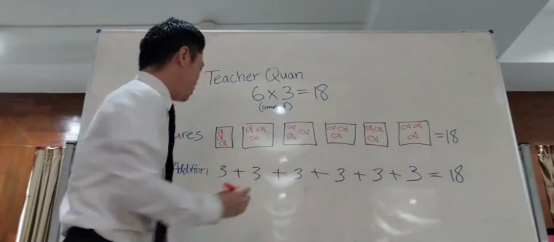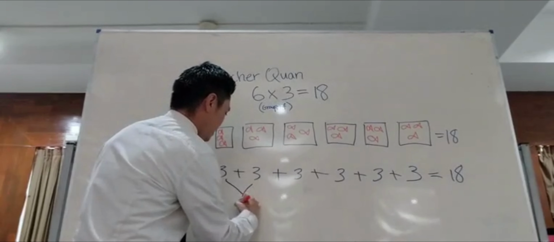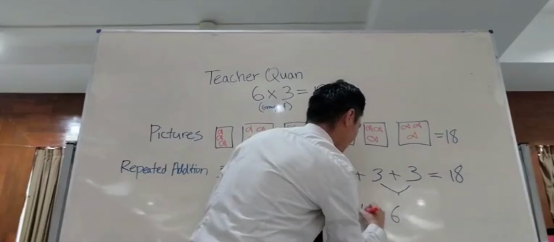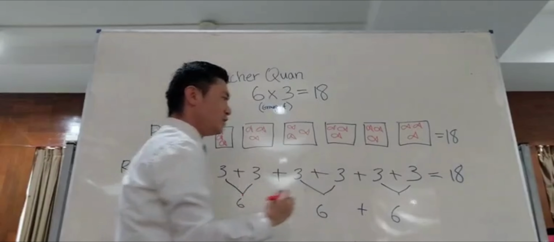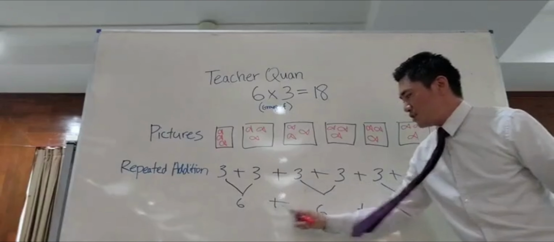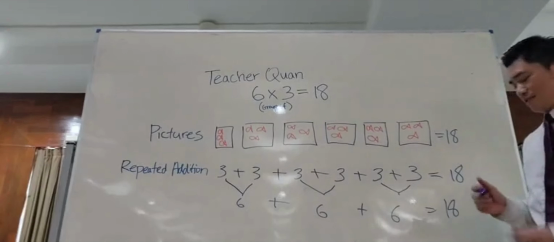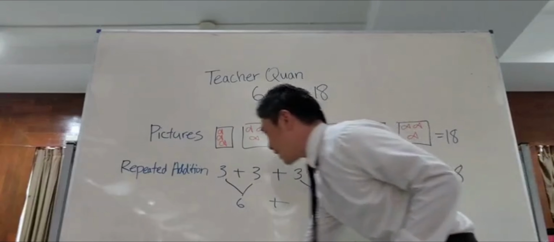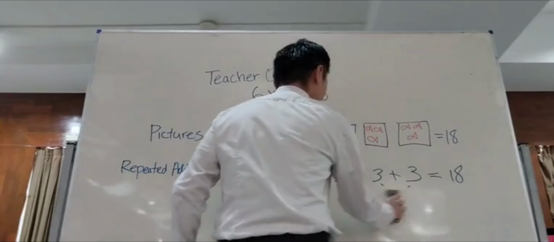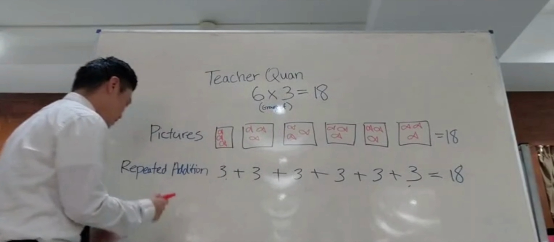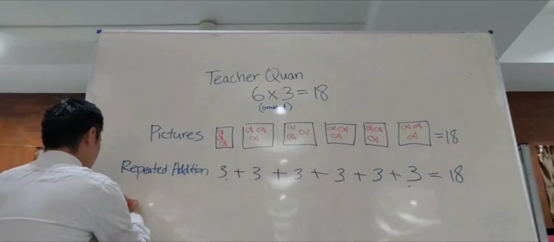To make this easier for you, you can also go 6, 6, 6. And then you can add those together to make it simpler. Because it will all be like 6 plus 12 plus 6 equals 18. Okay, kids? All right. And our last approach is skip counting.